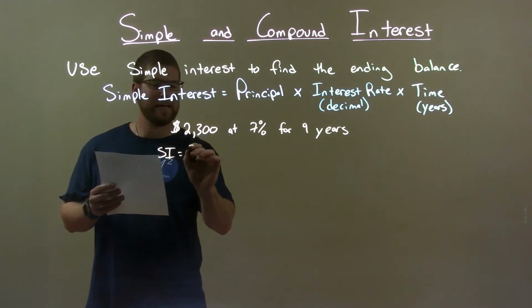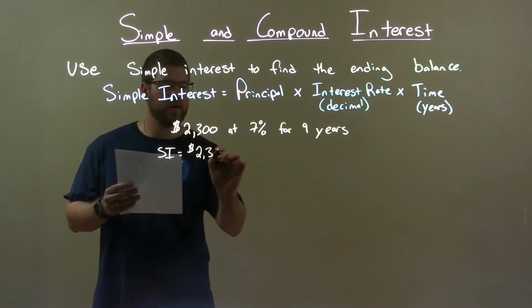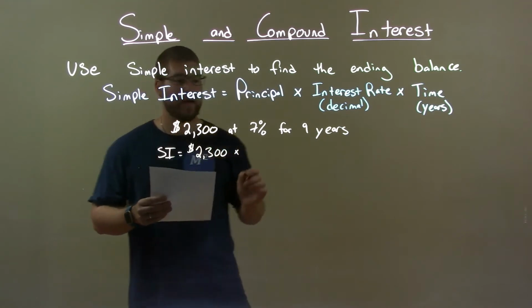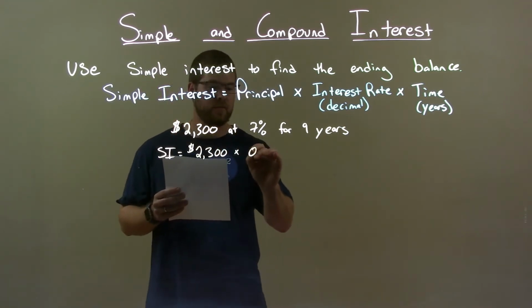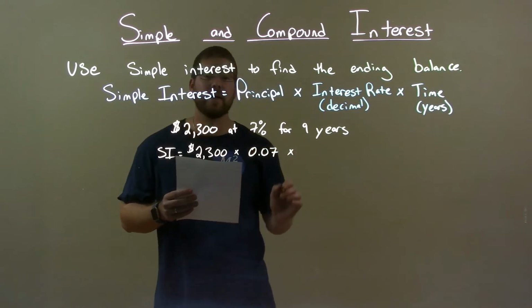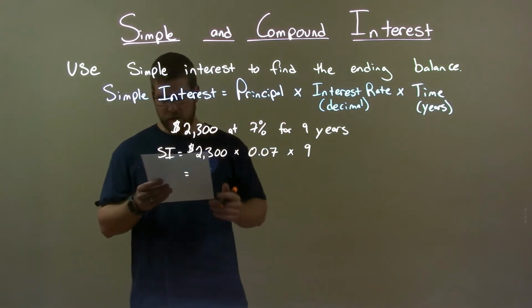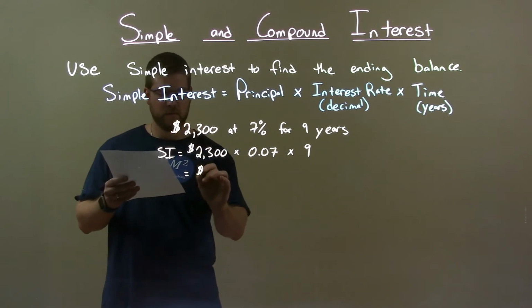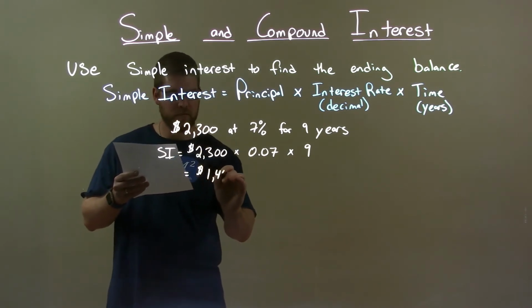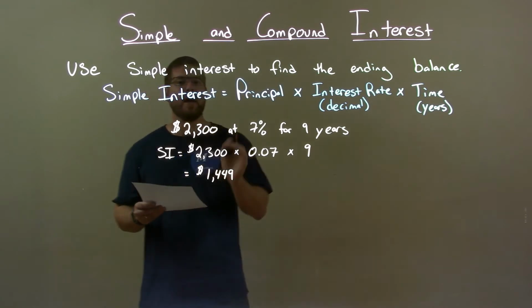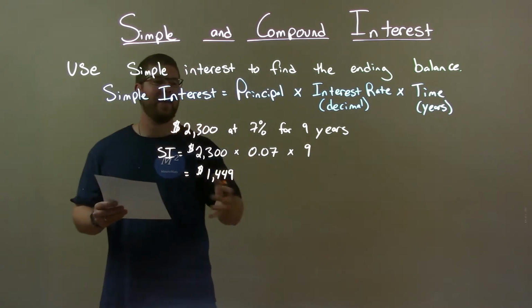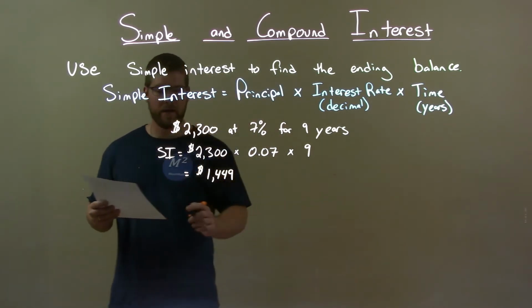Simple interest equals my principal, $2,300, multiplied by my interest rate, 7% as a decimal, 0.07, for the length of time in years, which is 9. With that information, when I multiply that out, I get a value of $1,449. Now, that's just the interest accrued. I have to add that back to my principal to get the ending balance.